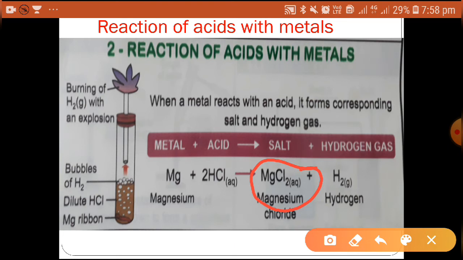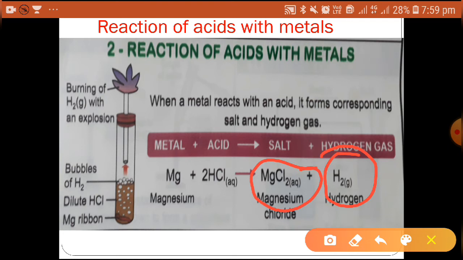So you come to the conclusion that whenever a metal reacts with an acid, it will form its corresponding salt and it will release hydrogen gas. So here magnesium is taken, that's why magnesium chloride is formed. If you take calcium instead of magnesium, then calcium chloride will be formed, and so on. So according to the metal taken, that corresponding salt will be formed.